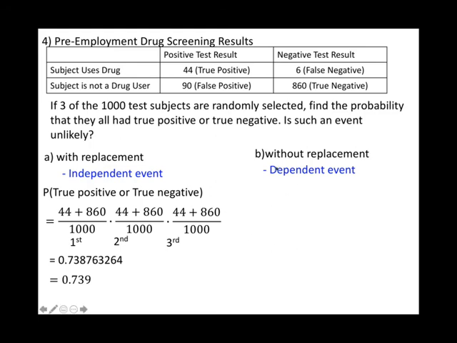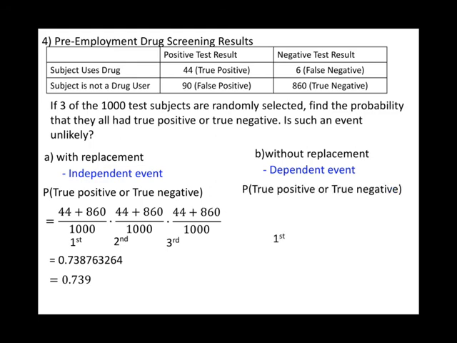Okay, how about this one? Without replacement means after I pick the first person, I throw them away, and then I'm going to pick the second one, and then I throw them away, and then I'm going to pick the third one. So this is going to be the dependent event, right?